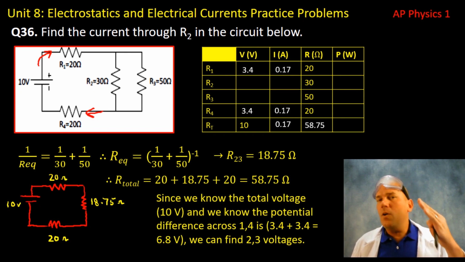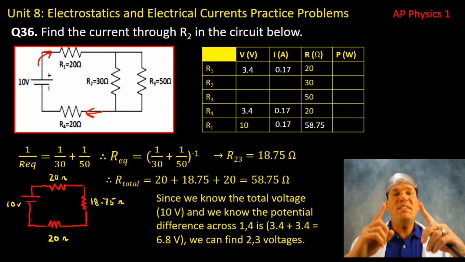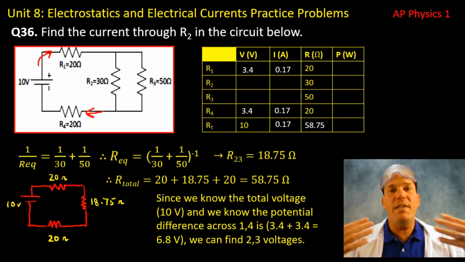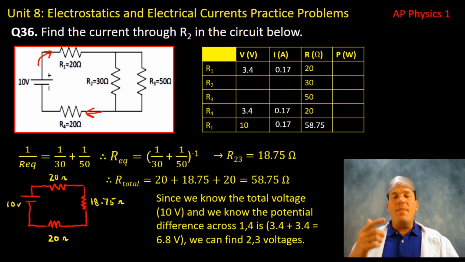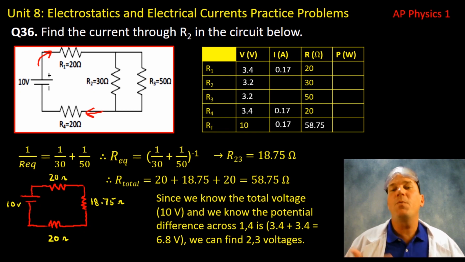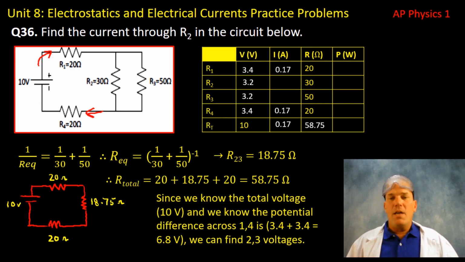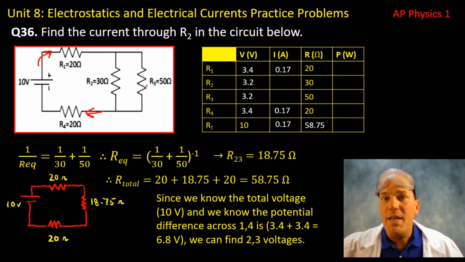All right. We know our total potential difference is 10 volts. We know we have 3.4 plus 3.4, or 6.8 volts, being dropped across resistors 1 and 4. That leaves a total voltage for the parallel components of 3.2 volts. Again, 3.4 plus 3.4 is equal to 6.8. 10 minus 6.8 is 3.2. And 3.2 is the potential difference not only across R2, but across R3 as well.